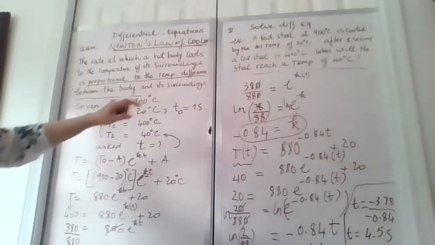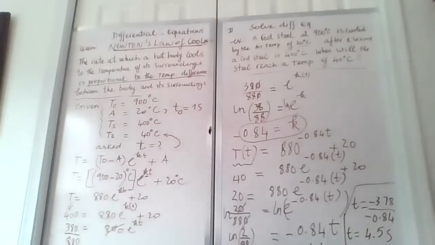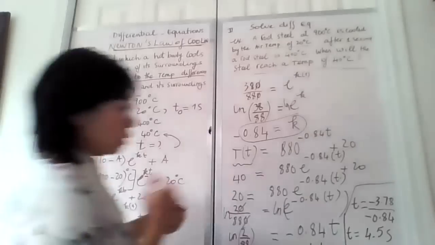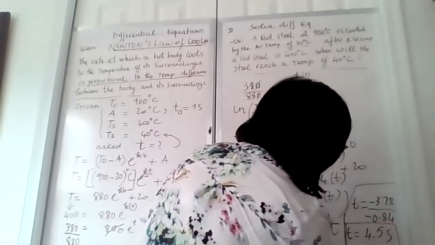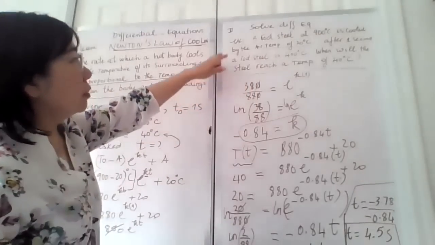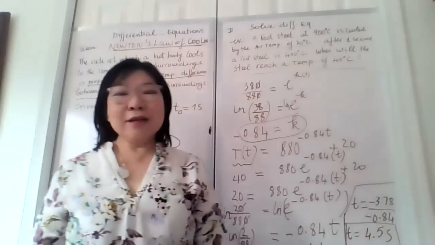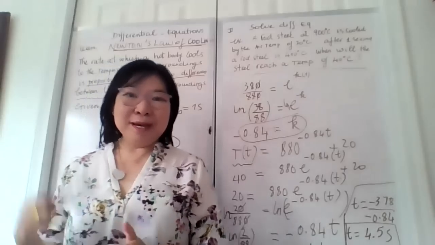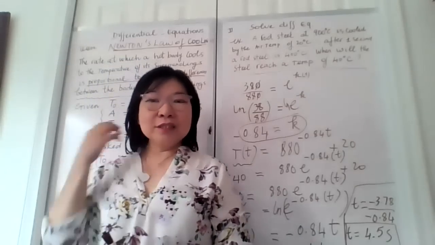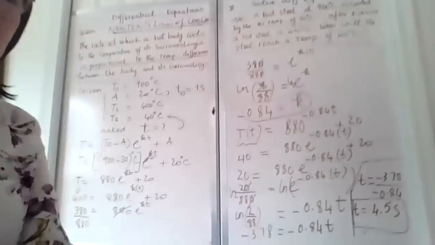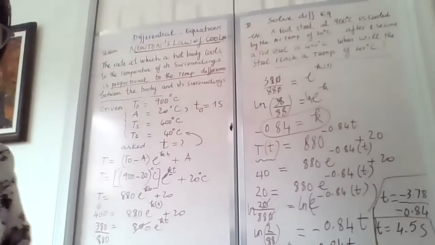And that's how we answer this word problem using Newton's law of cooling. So our answer for this question is after 4.5 seconds, the raw steel will cool down to 40 degrees Celsius. So I hope that you follow with my on-board teaching today and you understand the whole scenario we went through.